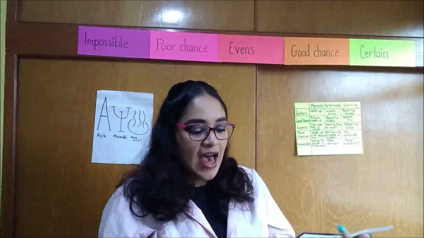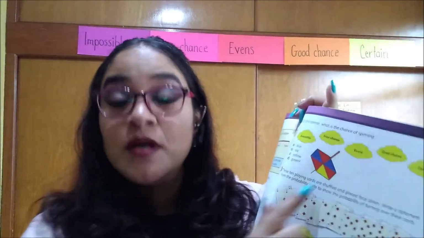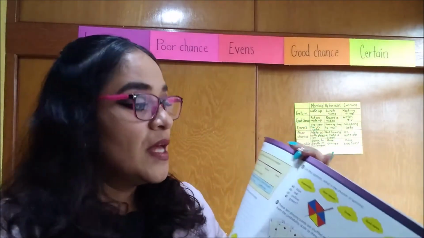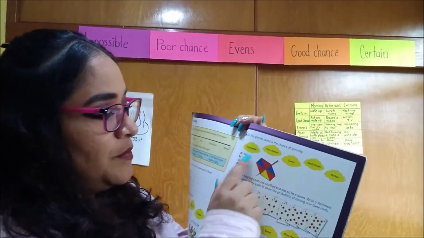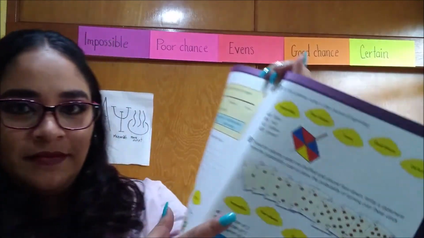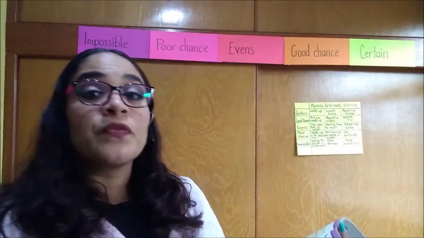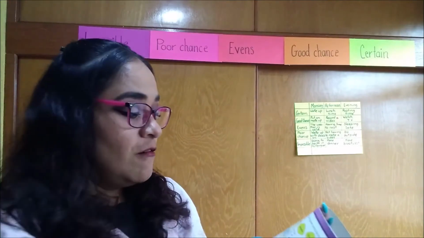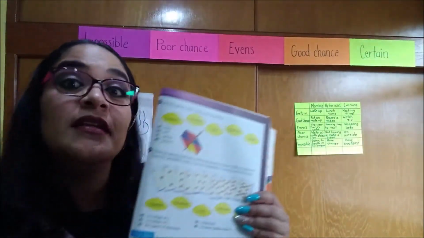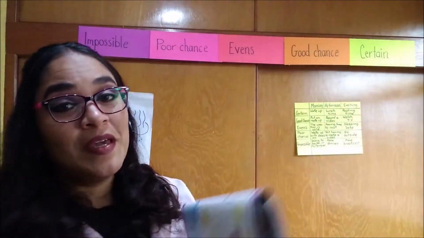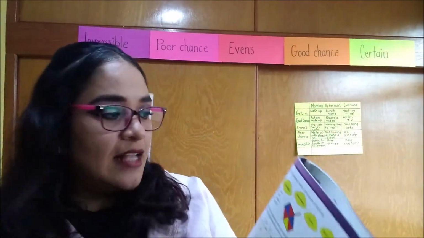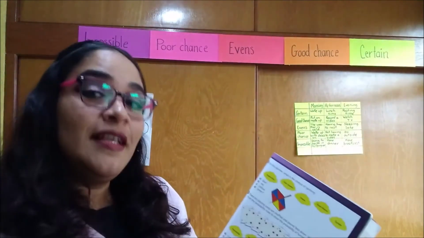So we have one space with yellow, 3 with red, and 2 with blue. We have the colors here: blue, red, yellow, and green. Can you see any green space? No, right? So what's the probability for us to get a green color when we spin the spinner? That would be impossible, right? But you will answer by yourself. What's the chance of getting blue, red, and yellow? All right?